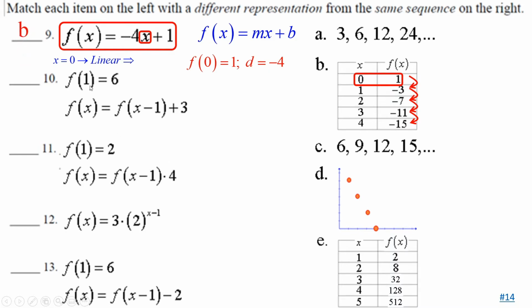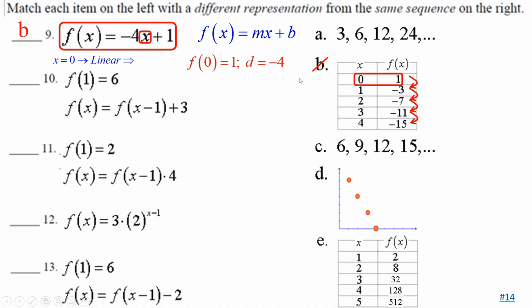Now, on number 10, they give me a recursive formula. And this might actually be way easier to work with because f of 1 equals 6. Doesn't that mean my first term has to be a 6 in my model over here on the right?